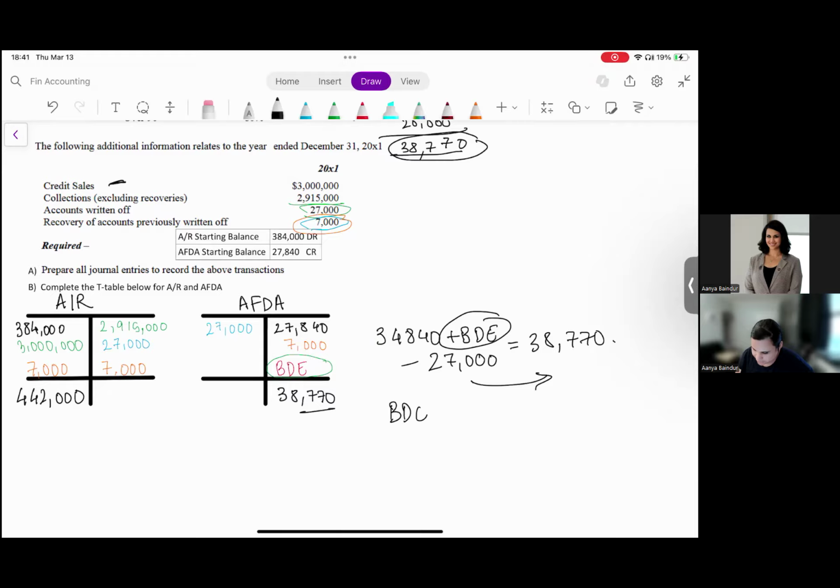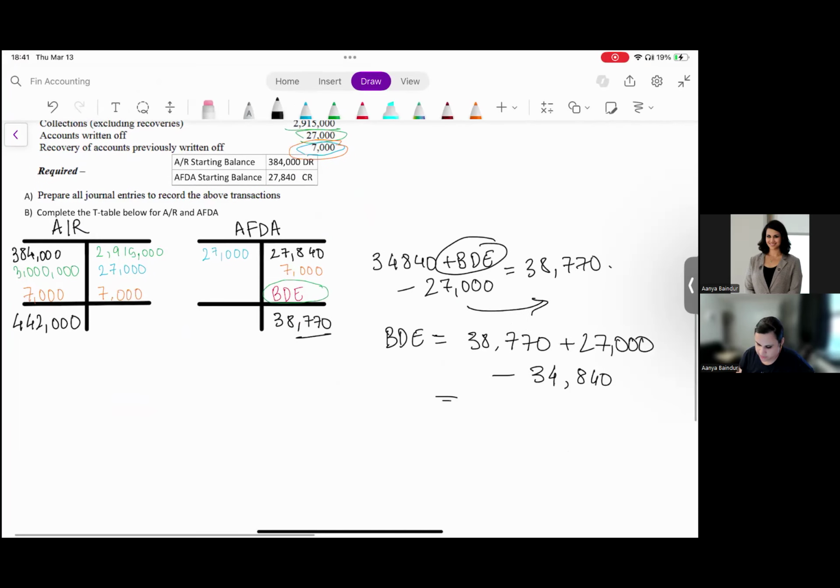That gives us bad debt expense is equal to 38,770 plus 27,000 minus 34,840. Now do this math and it should give us a value for the bad debt expense, which happens to be 30,930. So now we know that's how much the bad debt expense is.